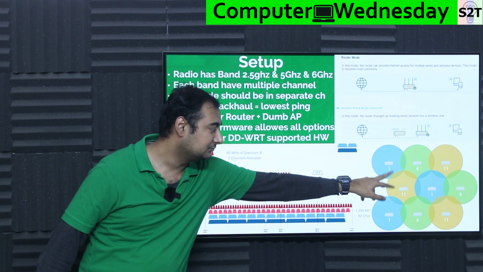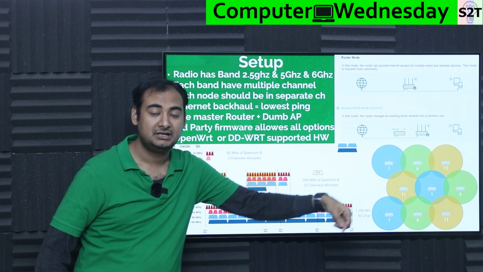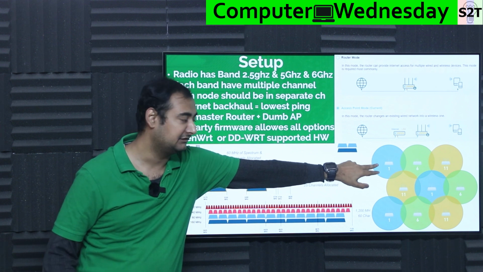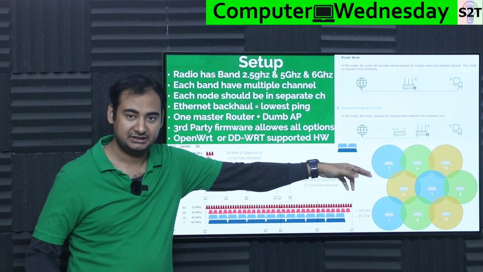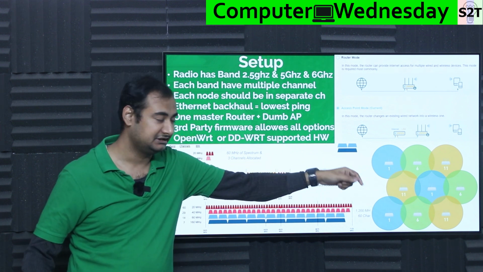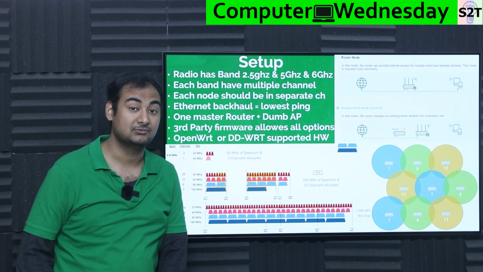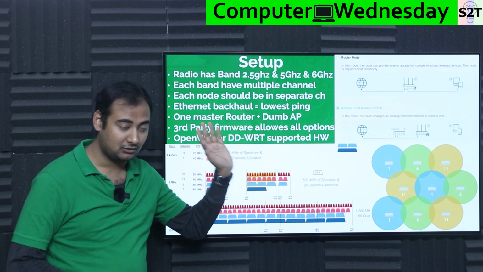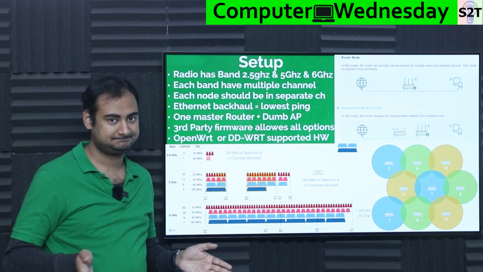If these two are, let's say, 1 and 1, the signal will work if you are inside the zone of one. But at the border it will be confused, because both of them will start interfering and it will not work efficiently enough. So all the routers have to be on their own channel.